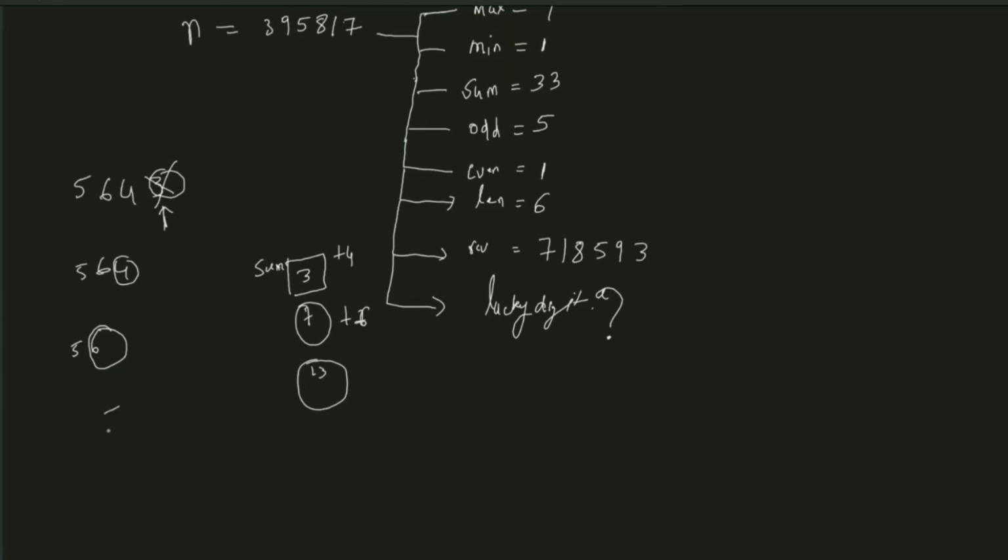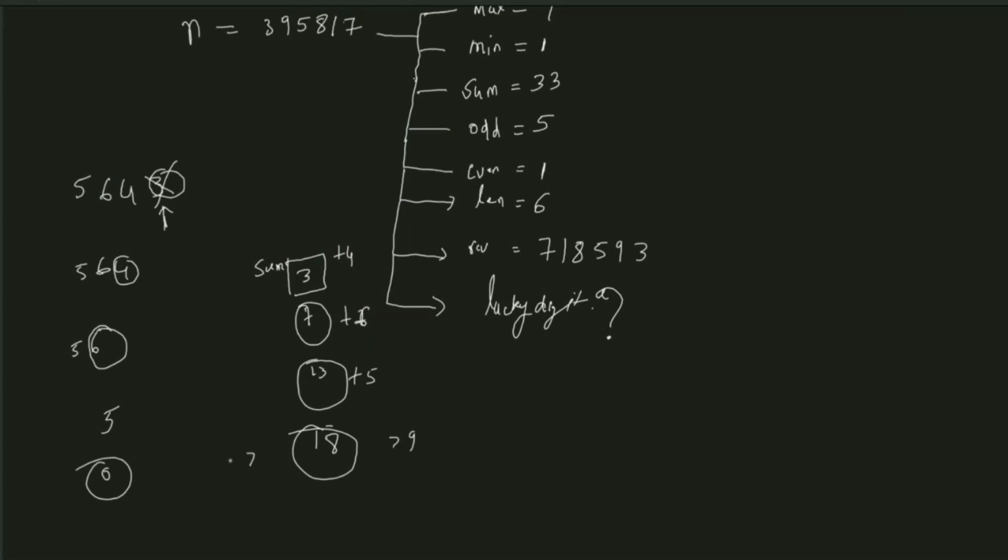Later, I'll take this number 5. I will add this 5 again to 13. 13 plus 5 is nothing but 18, right? So the number becomes 0 now.